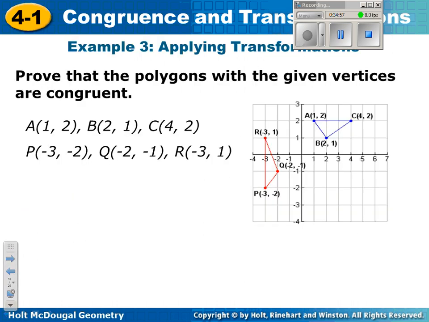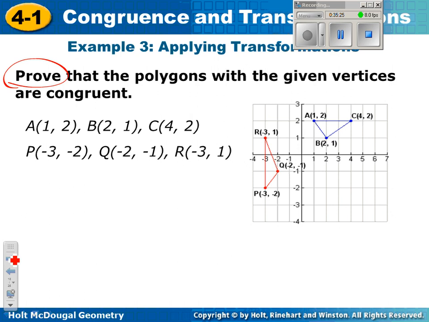Now it says prove that the polygons with the given vertices are congruent. Prove is basically the same thing as what we've been doing. So I just want to make sure you understand that with the directions, it's nothing different. If it says prove, we're not writing a two-column proof today. We're just listing the transformations that would make one triangle land on top of the other triangle. Okay? When they say prove, though, you may have to use multiple transformations on the homework tonight.